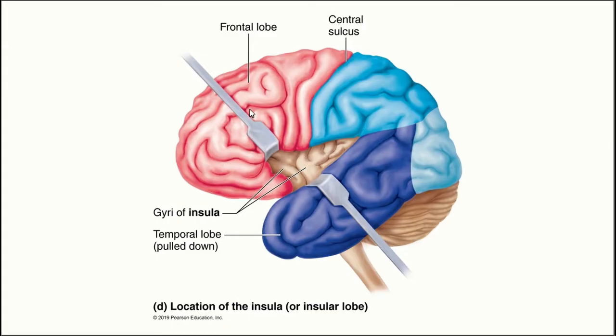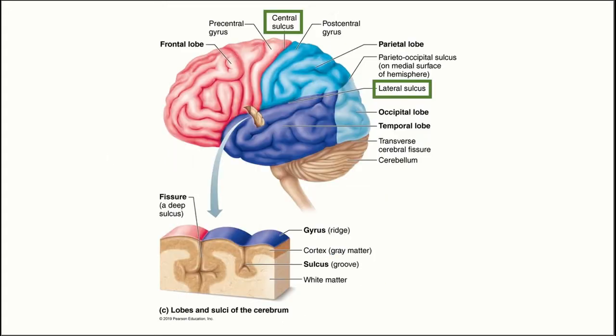The frontal lobe would be here in red, the parietal lobe would be here in kind of a lighter blue color, and the temporal lobe in the darker blue color. So if we look deep between the junction of those three cerebral lobes, we would find the insular lobe. We also have a number of grooves or sulci that make up the borders between different lobes here.